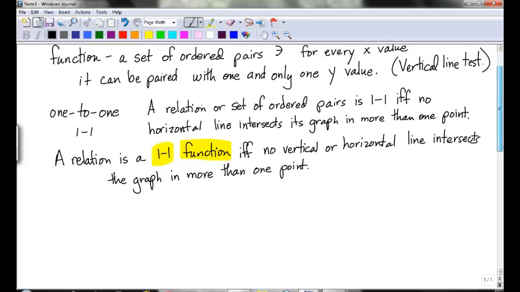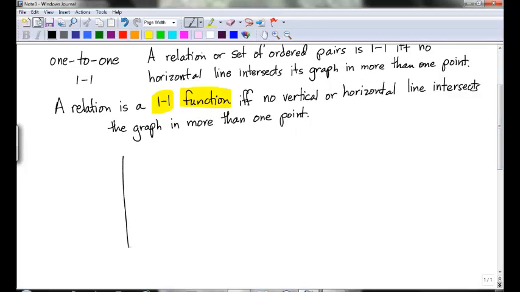Okay, now let me give you a picture. So if I did a graph like this, as long as it passes the vertical line test everywhere, and this one would, and it passes the horizontal, this one is a one-to-one function. It's got to pass both tests.